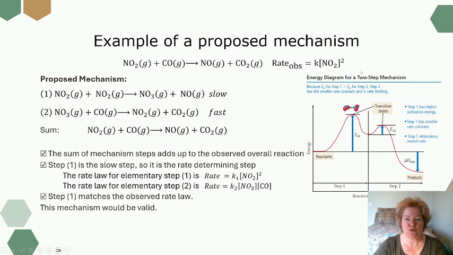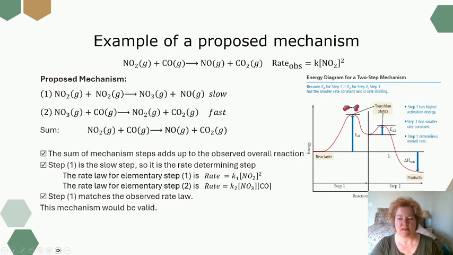Note that the observed rate was k NO2 to the second order, so step 1 matches the observed rate law. If I propose that that's the rate determining step, then this mechanism would be valid. If I were going to draw it out as a reaction profile, it might look something like this. I have my reactants. Remember, my rate determining step would have the higher activation energy. So I have a big barrier for the first step because that's the slow step, and then a smaller barrier for the second step, and then overall I make my products.